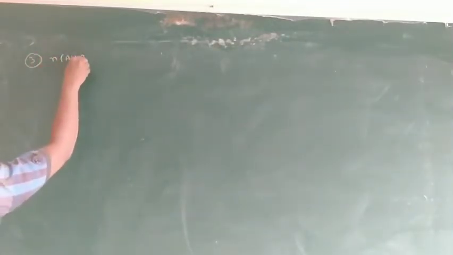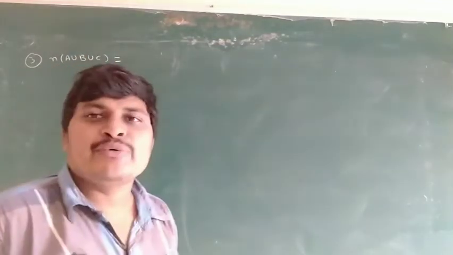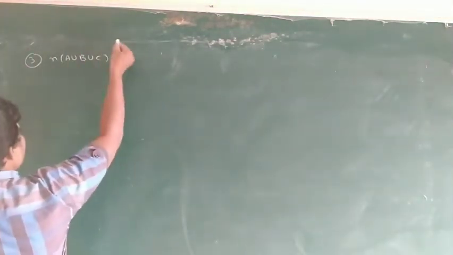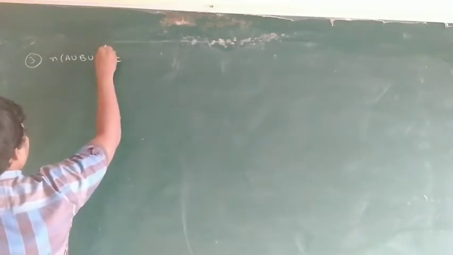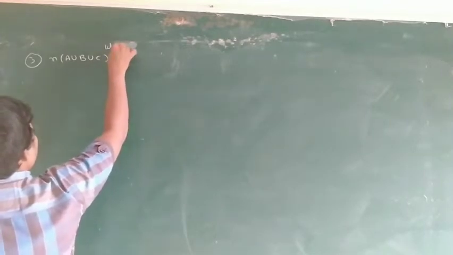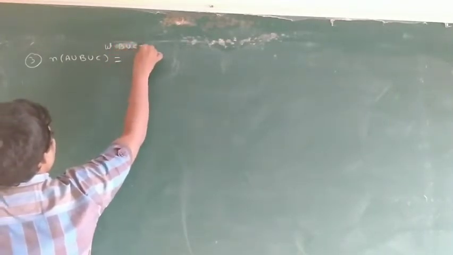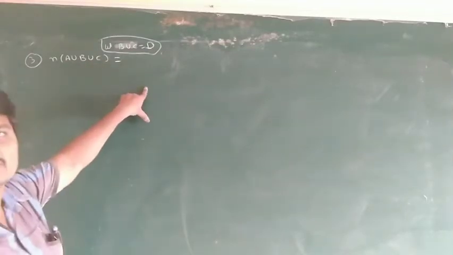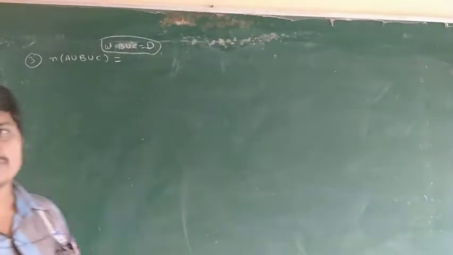Third result: n of A union B union C is equal to... Proof. First, this n of A union B, for example, let B union C is equal to B. Say, this is the proof of n of A union B union C.